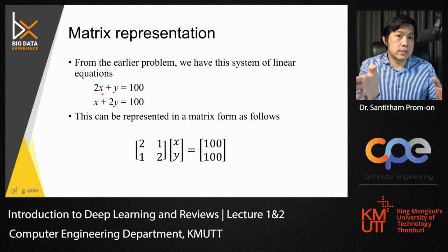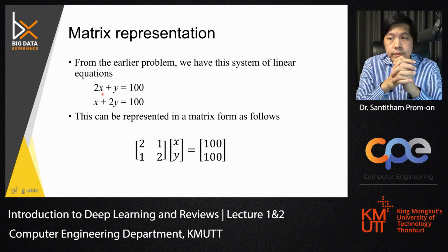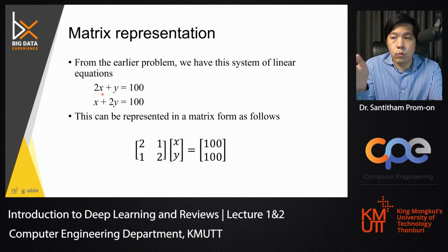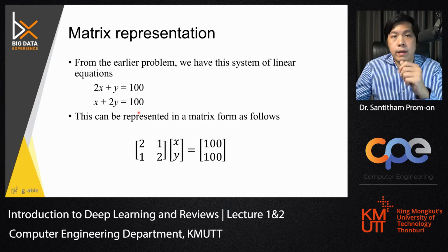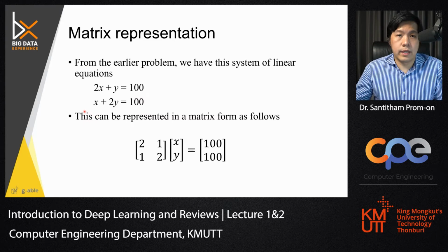You have parameters that you want to estimate. These are x and y. And you have input data as 2 and 1, pairing with 100, and 1 and 2 also pairing with 100, and then you are trying to solve for the value of x and y. Right? This is the system of linear equations.